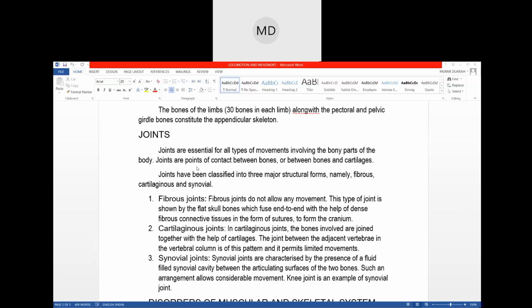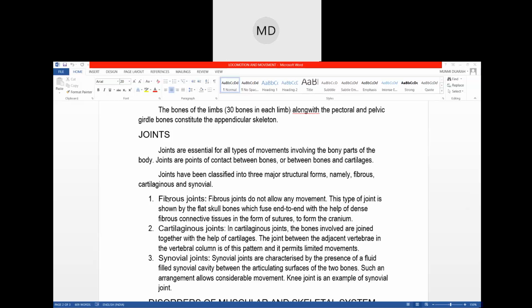So there are different types of joints, and these joints are responsible for various types of movements. Some joints help in walking, some joints help in doing other work, and some joints, like in the neck region, help you move your head to look in different directions. So there are different types of joints.